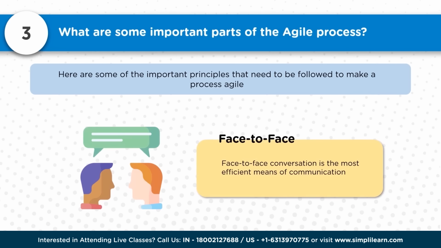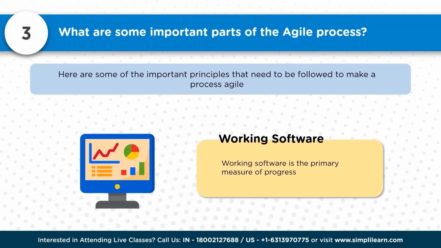Face-to-face conversation is the most efficient means of communication. The agile methodologies emphasize having face-to-face conversation, collaborating better, and contributing and involving oneself proactively. So conversation and communication play a very important role. Working software is a primary measure of progress, which will be delivered in each of the iterations, so that users can give the necessary feedback.